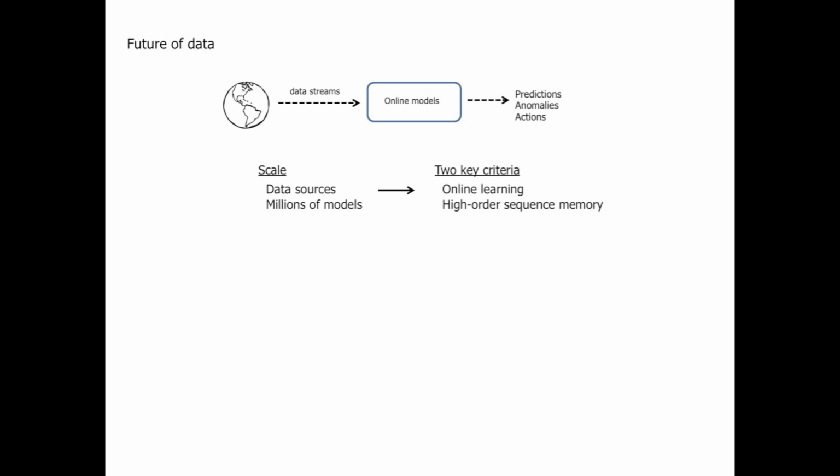And just to be clear what those mean, online learning means models that are built up one record at a time. There's no training set, there's no test set. It's just the records come in, record at a time, and the models build and adapt in real time.